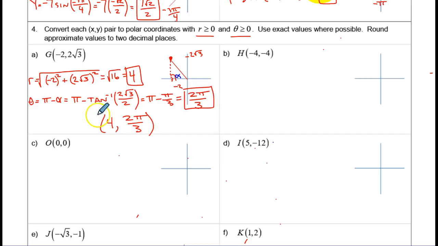Now, folks, I'm going to go through the next couple here pretty quickly for you, but I will warn you that some of these get tricky. You can't just do the straight inverse tangent of y over x. You need to think about what quadrant it's in and what the output of the inverse tangent function actually is.